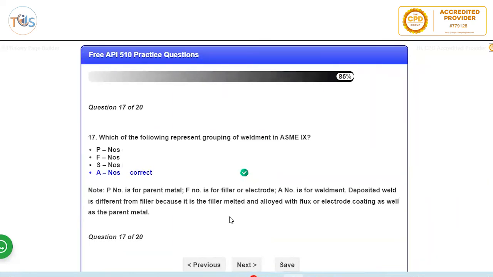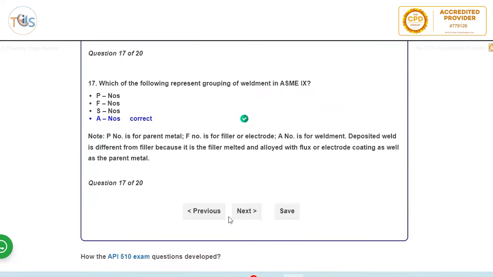Which of the following represent grouping of weldment? Now he's asking about the weldment. So P number is for base metal, F number for filler metal. There is no S number. A number is for weldment, grouping of weldment, which is a combination of weld deposit diluted with the base metal, okay?